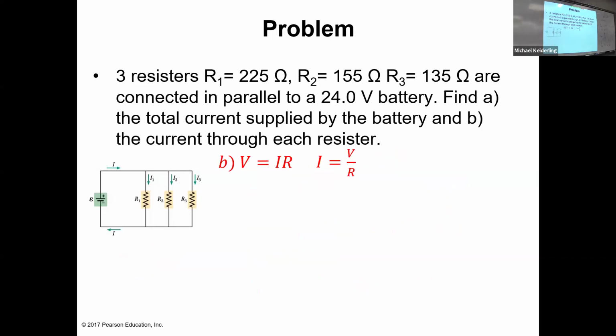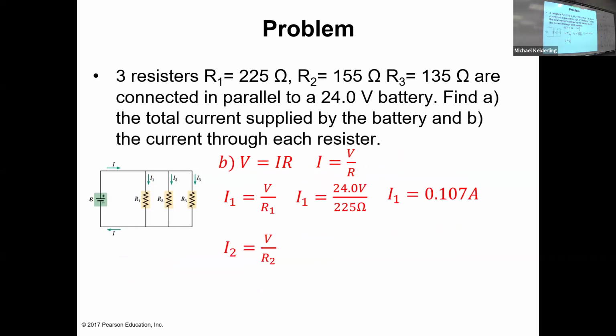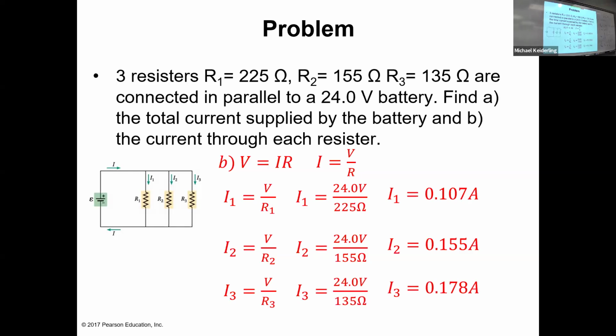Voltage equals current times resistance. Current equals voltage over resistance. So current 1 is going to be voltage over resistance 1. So 24 over 225, which is 0.107 amps. Current 2 is voltage over resistance 2, 24 over 155, which is 0.155 amps. Current 3 is voltage over resistance 3, 24 over 135, which is 0.178 amps. We add all these together, we will get the total we got in the previous part.